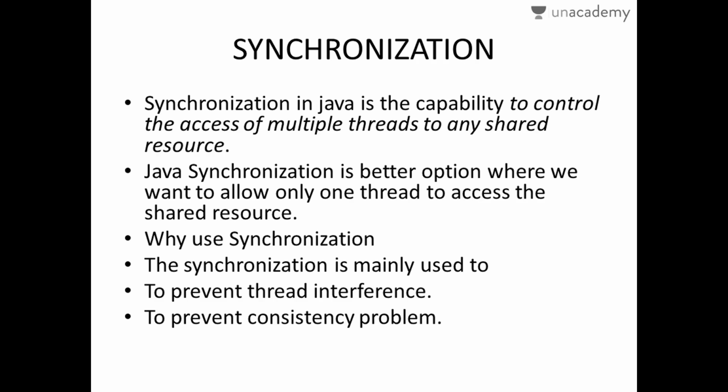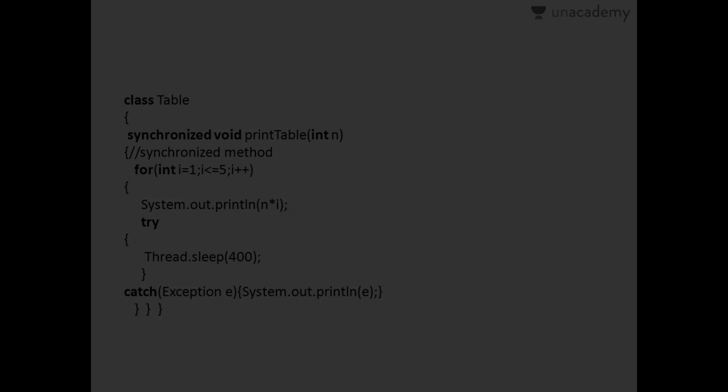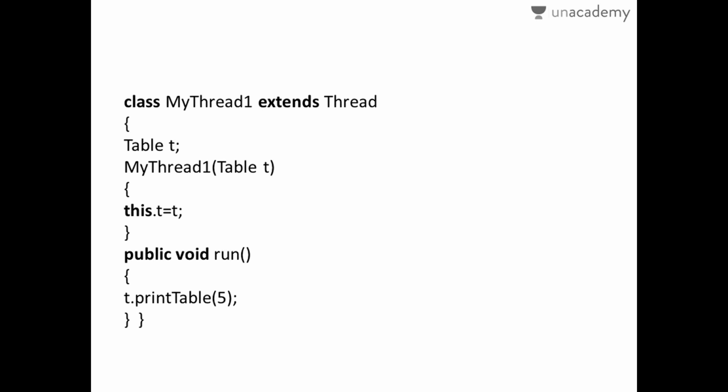So let's see how synchronization is done in this method. We have a class Table where we need to print the 5 table and the 100 table. So let's see the program.